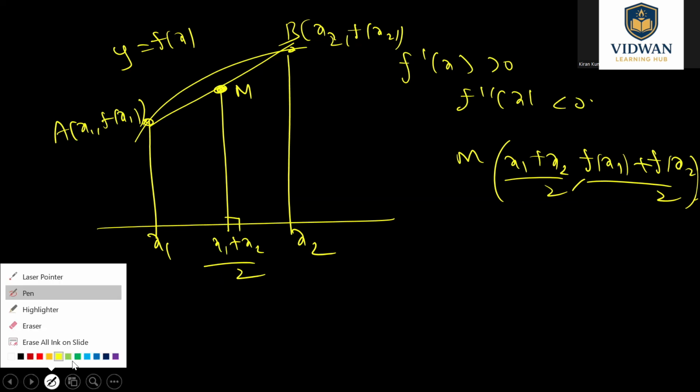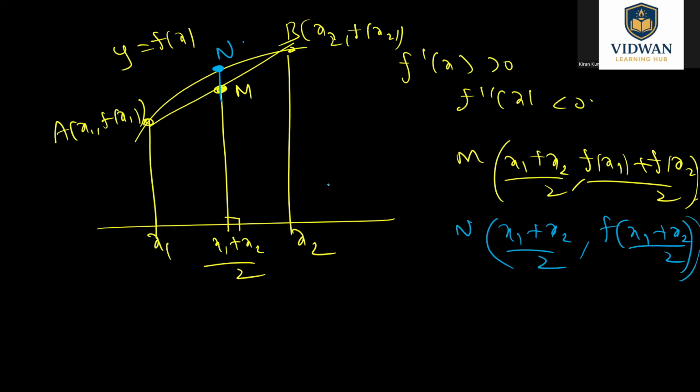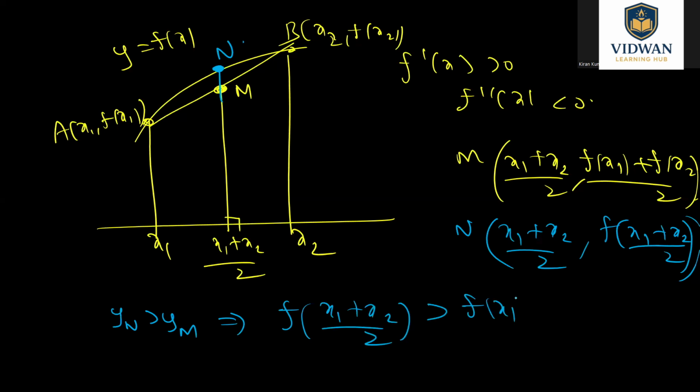If you extend it backward to cut this curve in some N, what will be the coordinates for N? X coordinate will be the same only because it is on the same vertical. And y will be f of x, so f of x1 plus x2 by 2. You have to just substitute in that curve itself, y equal to f of x. So put x value here, you'll get this value for N. So out of M and N, which is above? N is above. So y coordinate of N should be greater than y coordinate of M, geometrically, because N is above M. Which means f of x1 plus x2 by 2 is greater than f of x1 plus f of x2 by 2. So to solve some inequality questions, we use this kind of results using monotonicity.